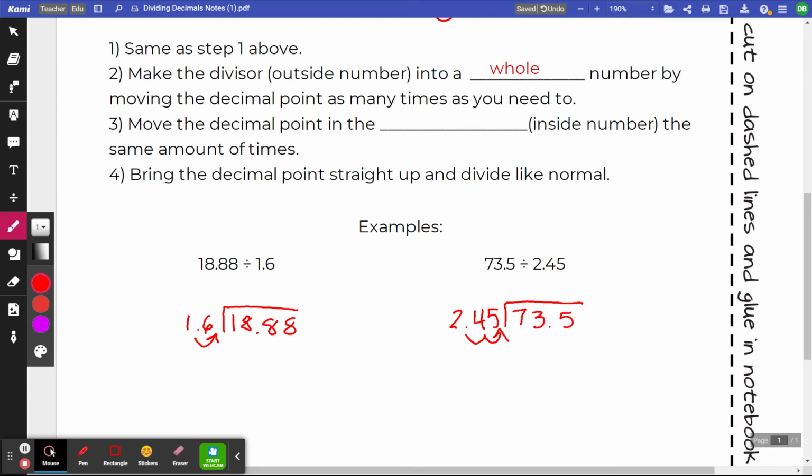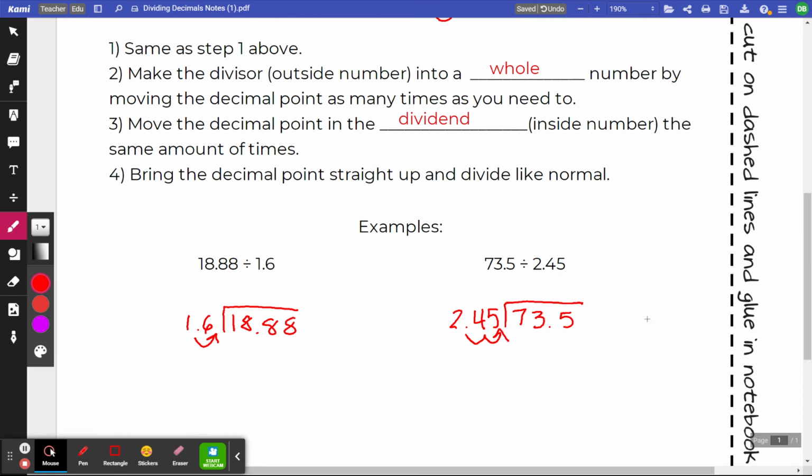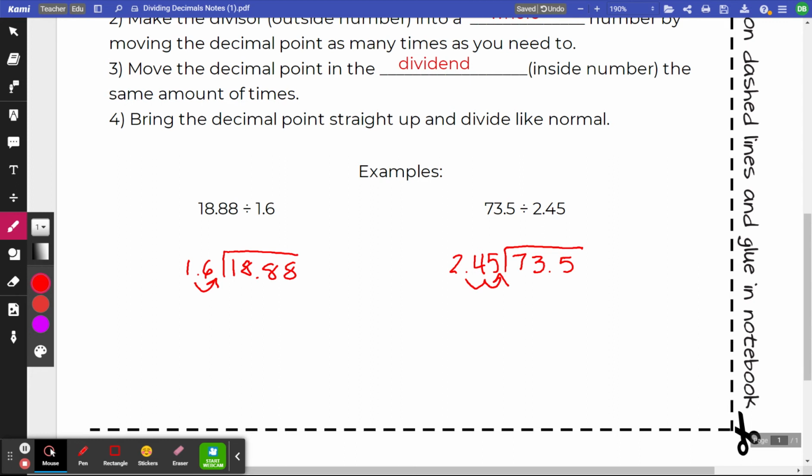All right, but you can't just move the decimal in that number without doing the same thing to the dividend. So we need to move the decimal point in the dividend as well, which is the inside number, the same amount of times that we moved the divisor. Over in the first example, we moved the decimal point one time in the divisor, so we need to move it one time in the dividend. So now it is right there. What I like to do is rewrite the problem so it doesn't look as messy. So now I've got 188.8 divided by 16.